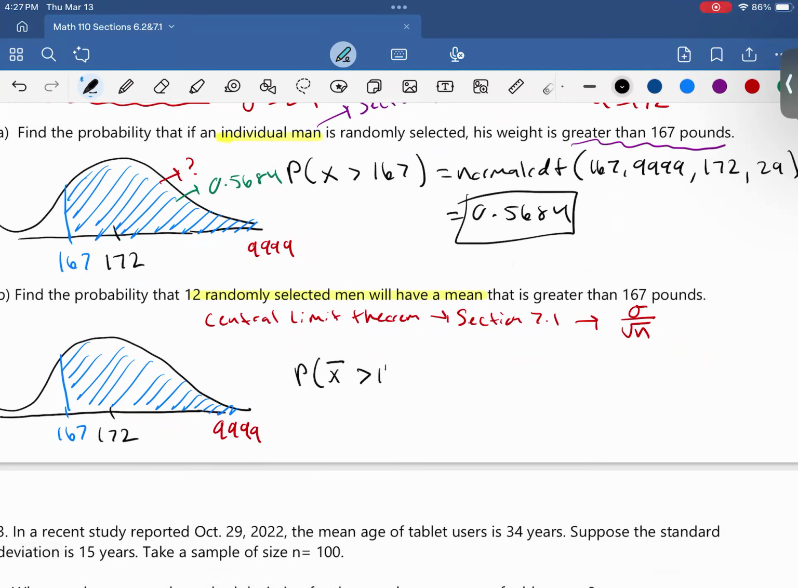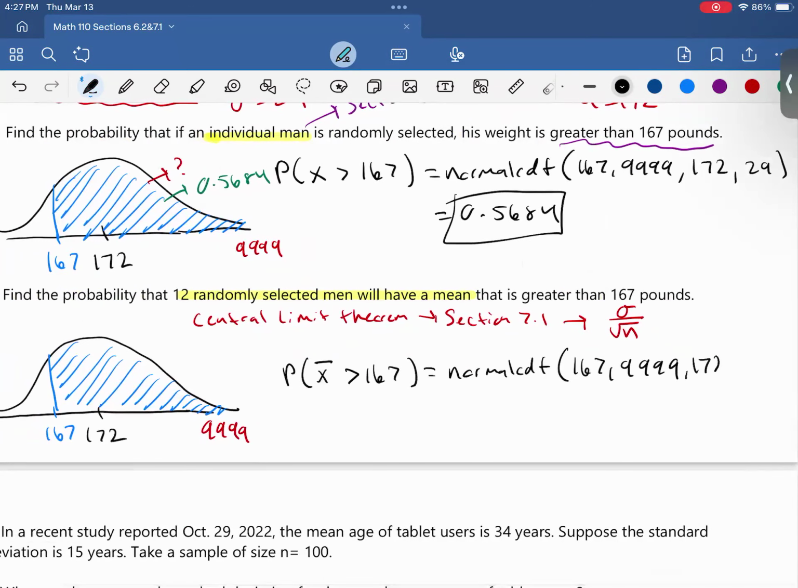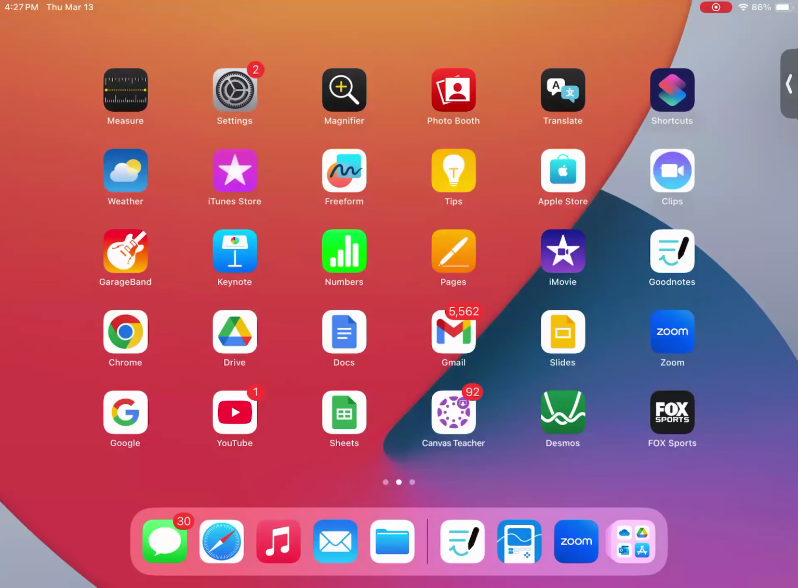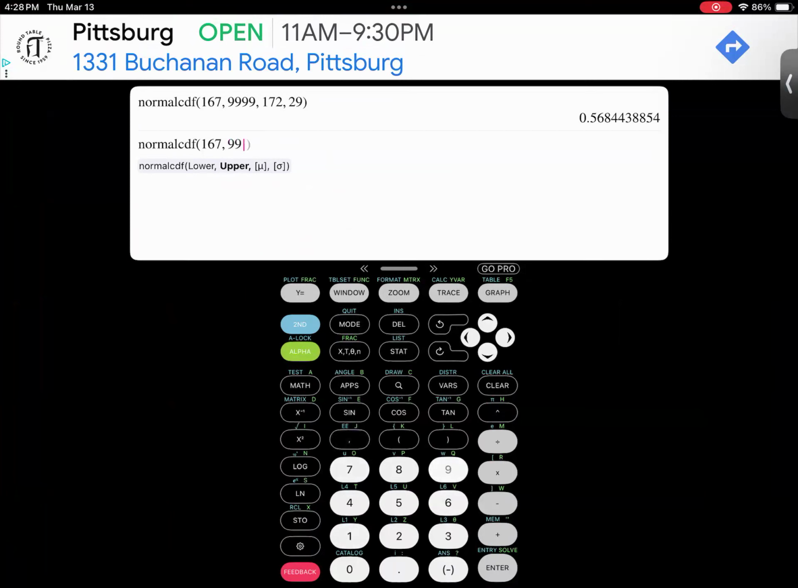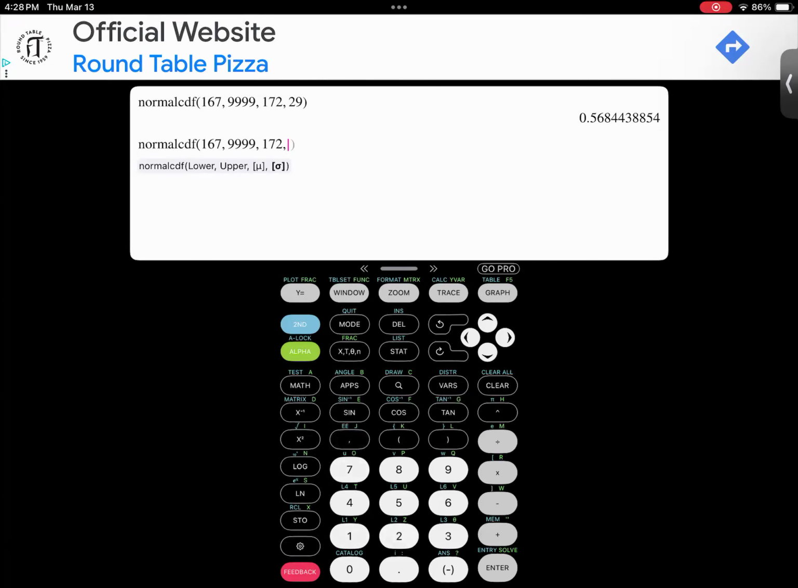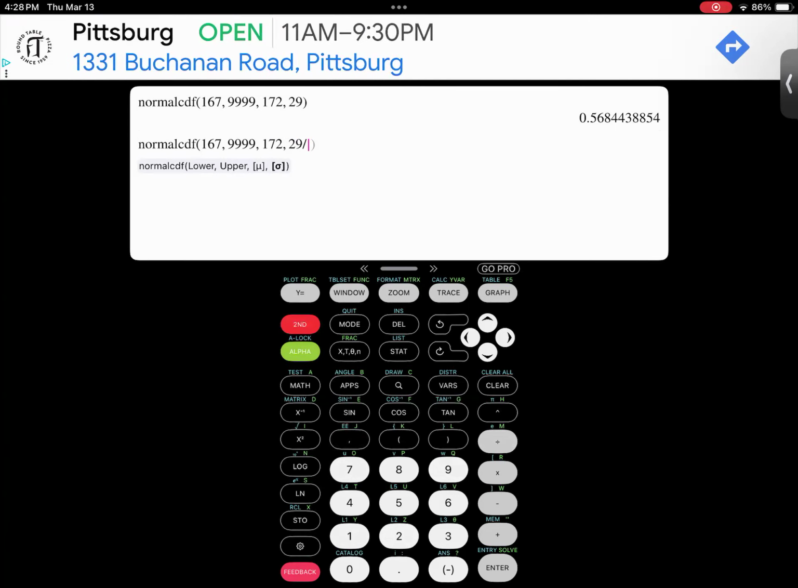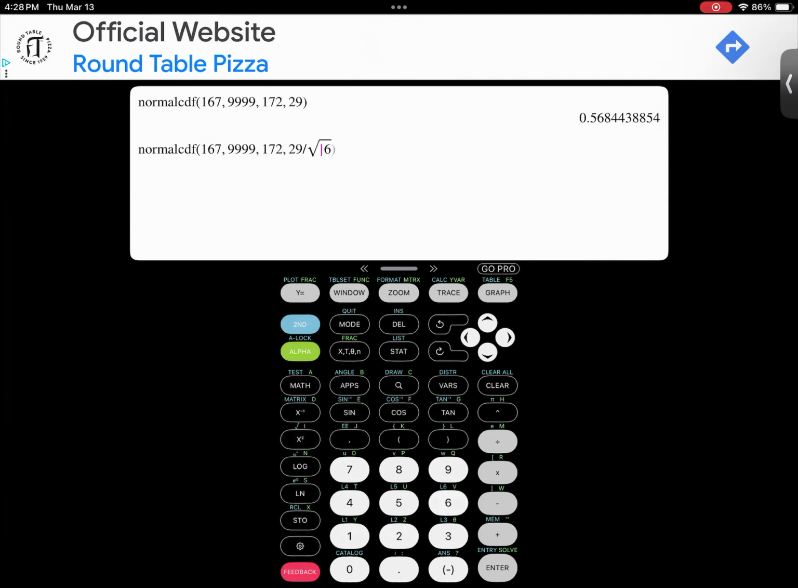X bar greater than 167, because it's a sample mean. Same process, normal CDF, 167, 9999, 172, but now our standard deviation changes. It's going to be 29 over the square root of 12, because this 12 right here is our n, our sample size. Once we have this set up, let's go ahead and calculate that probability. Second vars, normal CDF, same exact setup as before, but what is changing is our standard deviation. It's going to be 29 divided by the square root of 12.